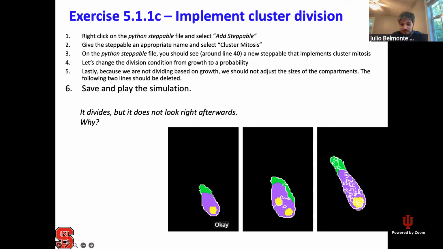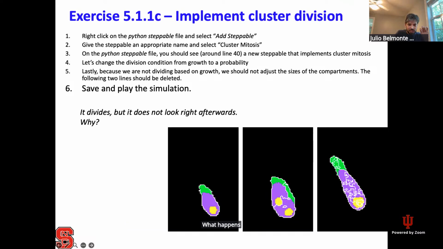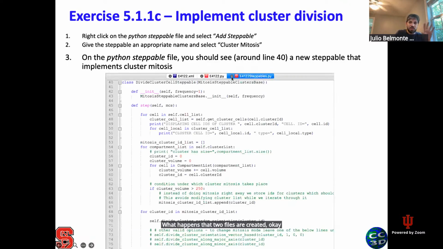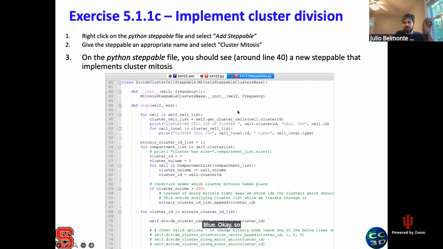Okay, Karen, if it's not splitting, make sure that you save all the files in your environment, because when you add the steppables, what happens is that 2 files are changed. You change both the steppables and the main Python file. So make sure that they're both saved and blue. You should click save all, or click one by one and save, and then try again.